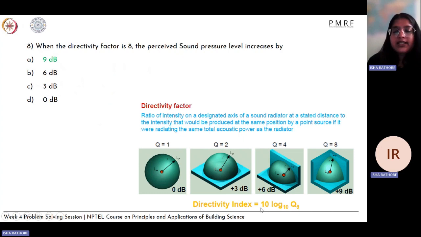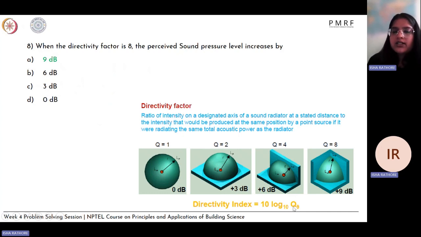So directivity index is given by the equation 10 log10 Q naught. Our Q naught is basically 8 here, so log 8 to the base of 10 is close to 0.9. So 10 into 0.9 is 9 decibels. So the correct answer here is A, 9 decibels.